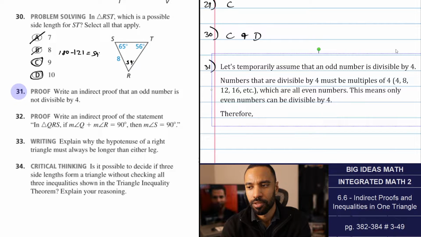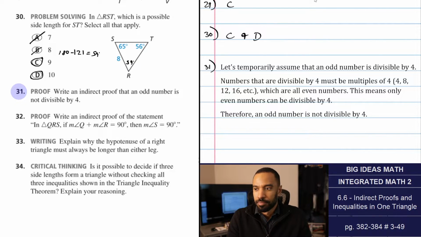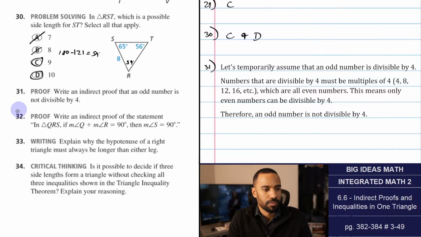Therefore, an odd number is not divisible by 4. Odd numbers can't be even. Right? Okay, I think I like that one the most.